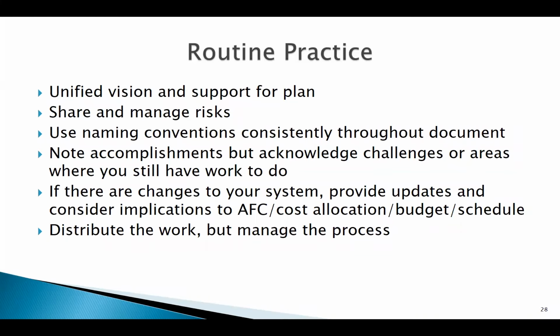And again, the last one is, you can't do it alone. You do have to distribute the work, but it should be a really managed process. If you're in a situation where it seems last minute or there's no organization to the way you approach this work, then I would take a step back and say, how can we get a handle on this and handle it more as a repeatable process? Next slide, please.